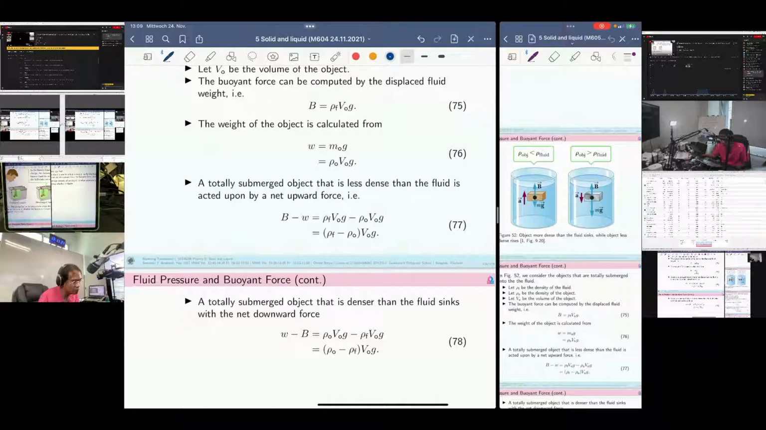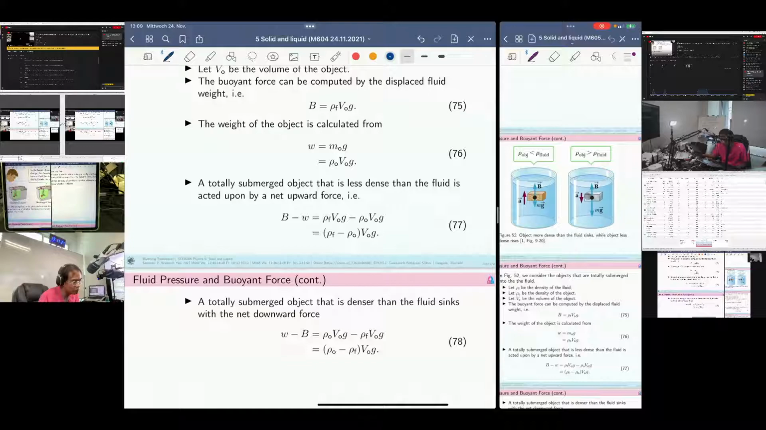It's the same thing. W is pointing down. We have W in front of B, and the acceleration is now rho O minus rho F, instead of 77, because we are considering the acceleration of the sinking object. Okay, so the net downward force is going to be this term. All right.